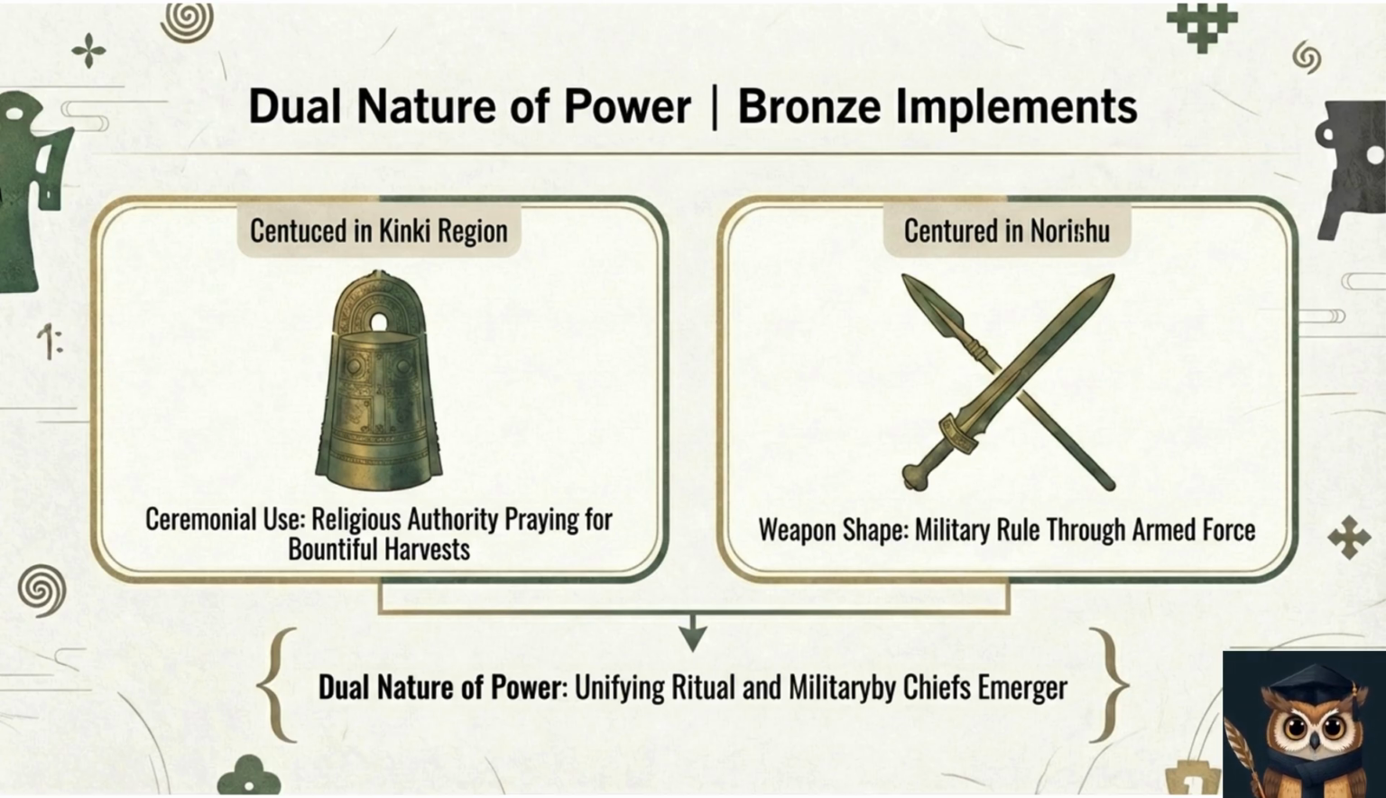Bronze implements in the Yayoi period fall into two geographically distinct categories, and each reveals a different face of power. In the Kinki region, the area around modern Osaka, Kyoto, and Nara, bronze took the form of dotaku, large, ornate bronze bells. These were not musical instruments in any practical sense. They were ceremonial objects used in rituals, most likely to pray for bountiful harvests, protection from disaster, or community well-being.